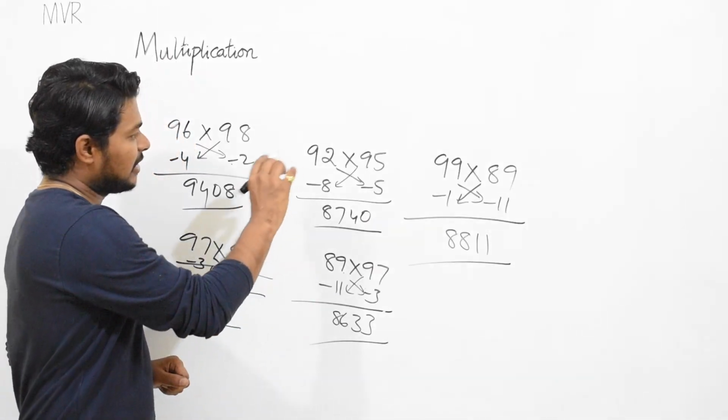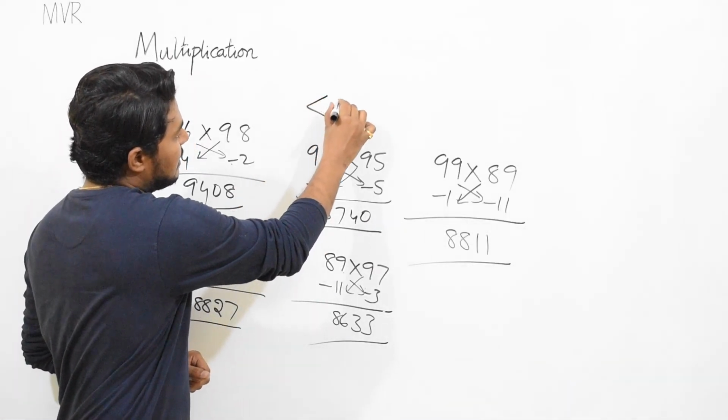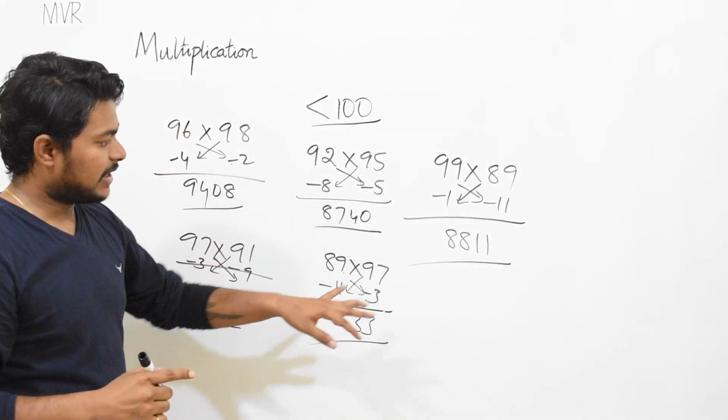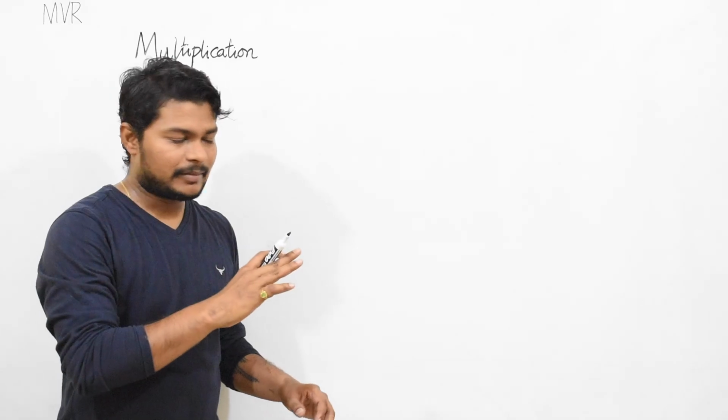If you observe, all these numbers are less than 100. Both the numbers are less than 100. The way to do multiplication is like this. Now we will take other numbers.